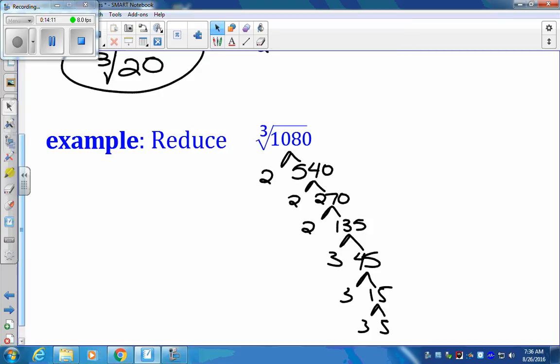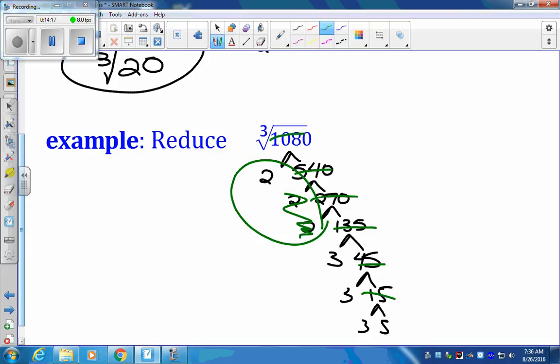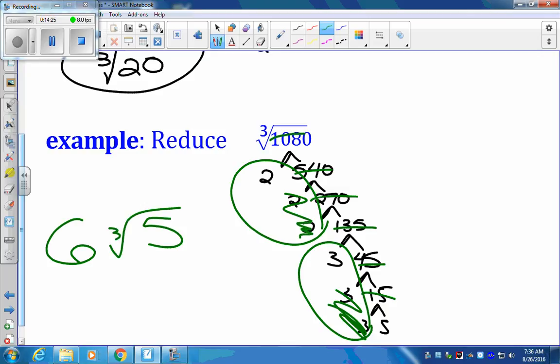All right, so let's cross off things we don't need. 3 of a kind. Here's a group of 3. Here's a group of 3. So going to the outside, I have 2 times 3, which is 6. Staying underneath, I have 5. Actually, you just have to remember numbers that are circled go to the outside, numbers that are not stay on the inside.